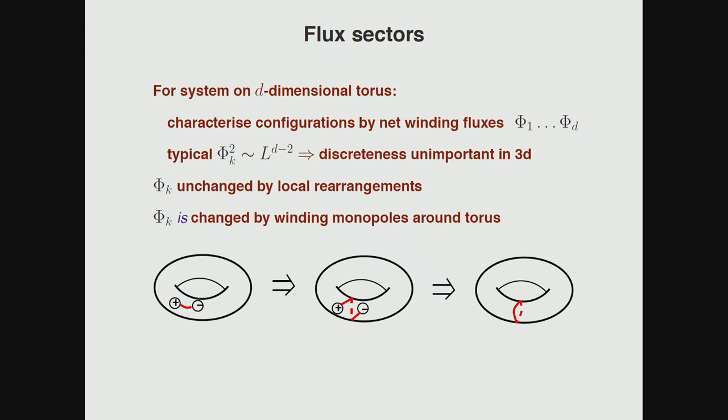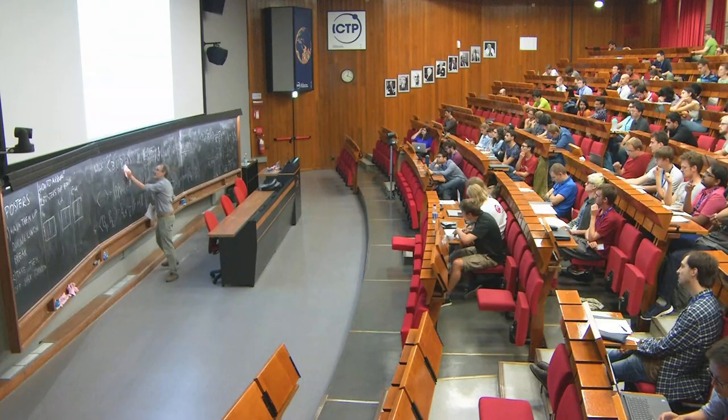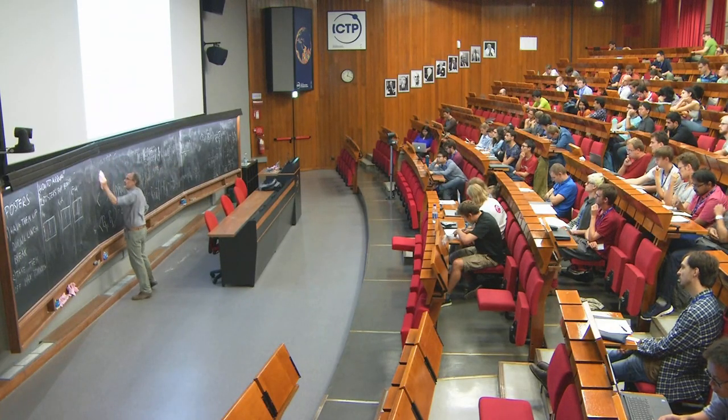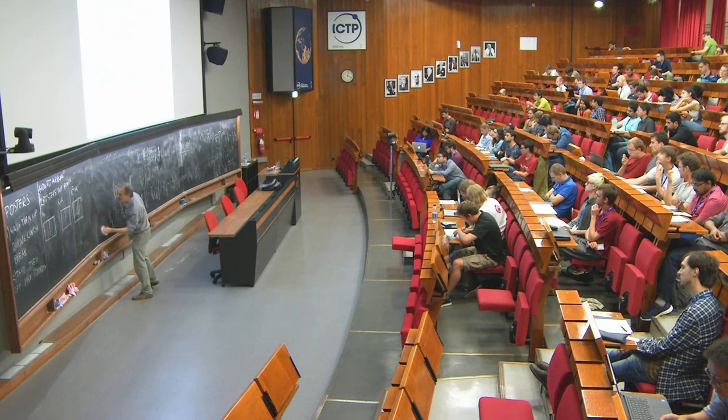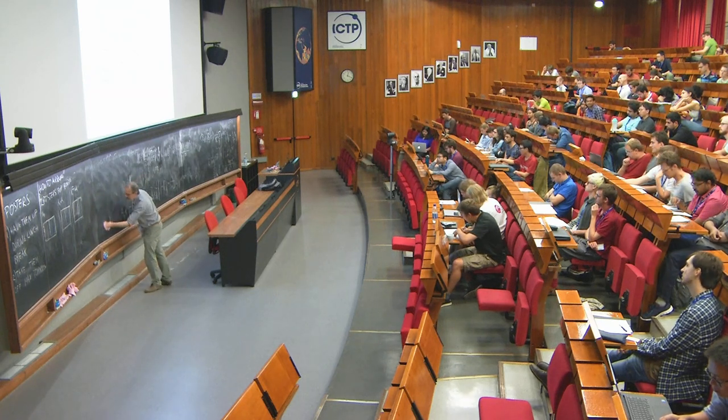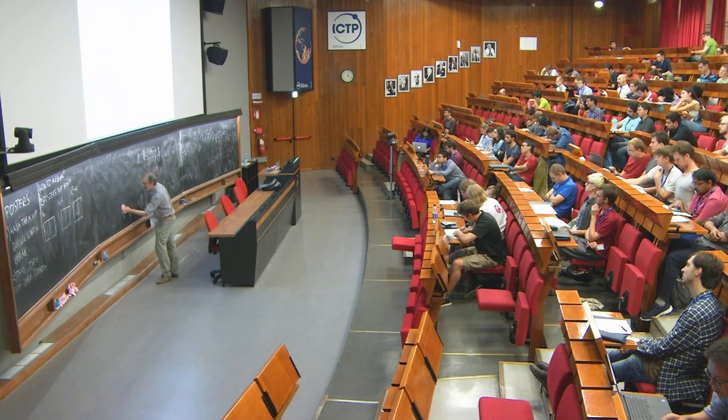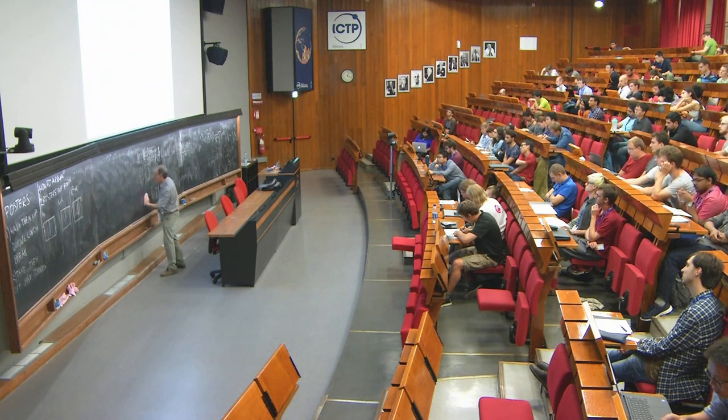So one thing that you can get from this height model description is an understanding of what the fluctuations ought to be in the fluxes winding around the torus if you average over all these different sectors. And the result is easy to work out and useful to see. So do it, calculate it now.